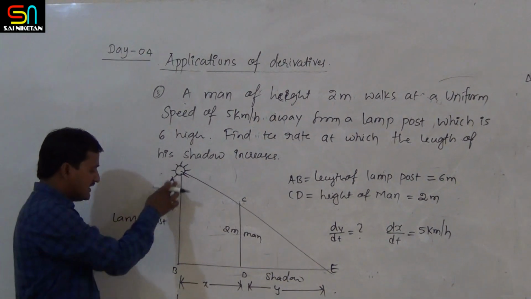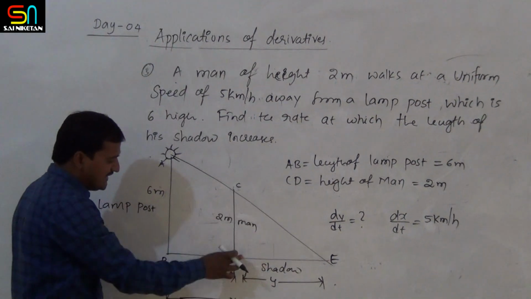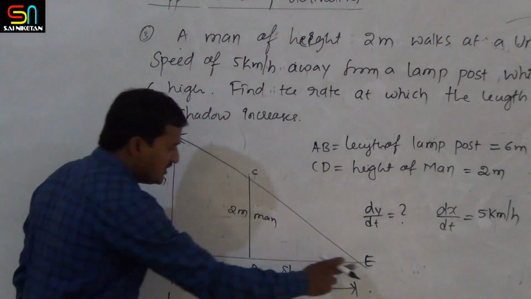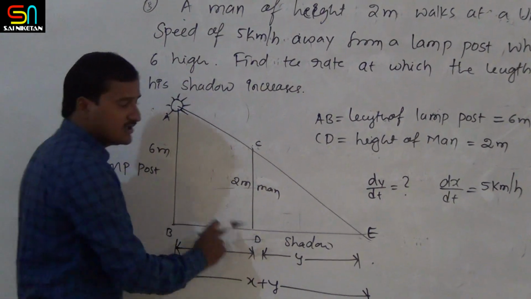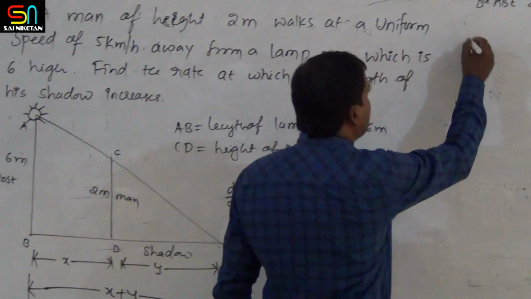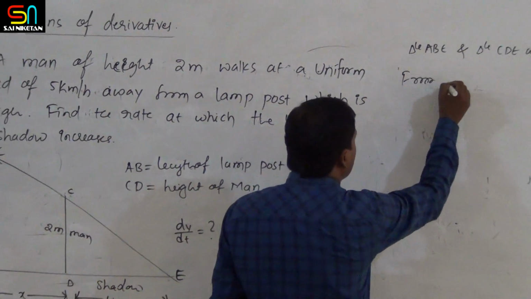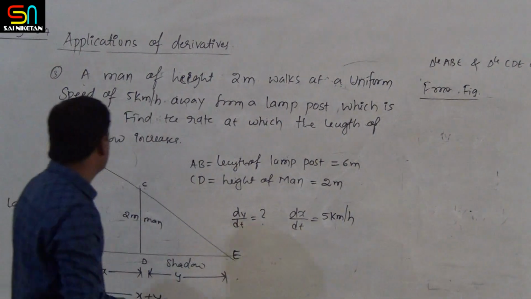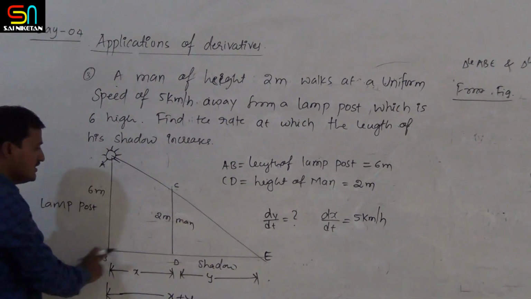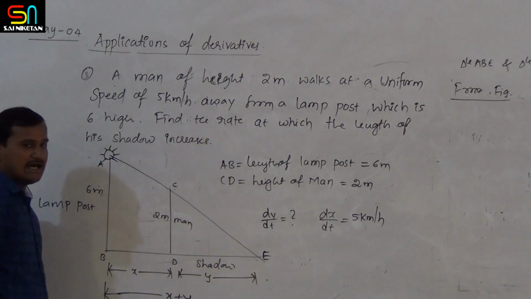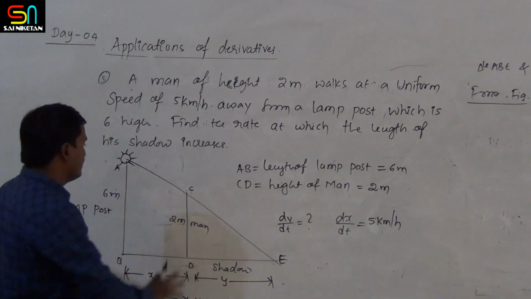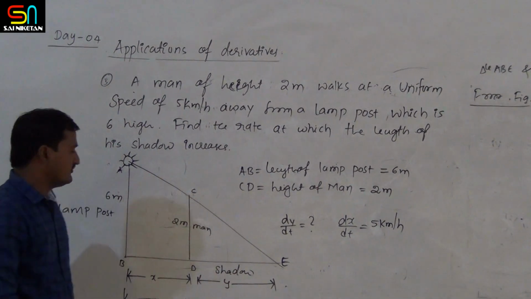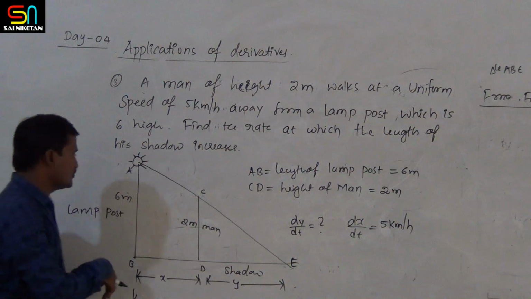It means that AB upon CD is the same as BE upon DE, right? So from the figure, what will we write? There are two triangles, ABE and CDE, which are similar triangles. In similar triangles, their sides are always proportional to each other.